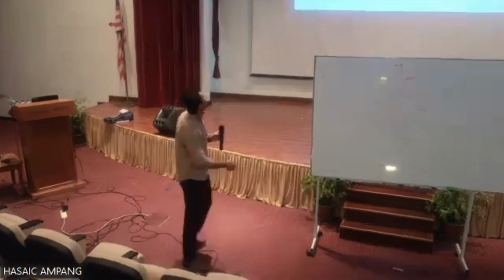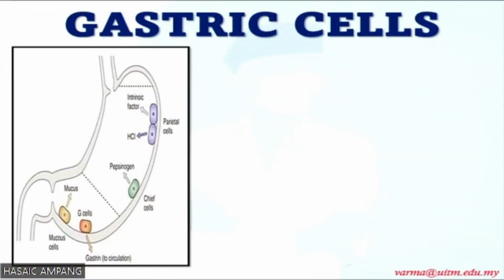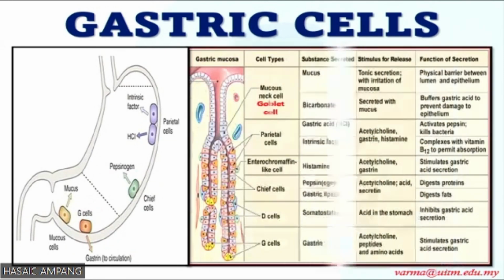Okay, so gastric cells, again. Another short question came out: what are the gastric cells? Just now we talked about the regulation of gastric juice secretion, so what are the cells that are involved? You have mucous goblet cells, which are at the end near the pylorus. They secrete mucus and bicarbonate. That's why when the food is leaving the stomach, it goes from acidic to alkaline. It's all based on the anatomy. So they have a physical barrier and buffer gastric acid.